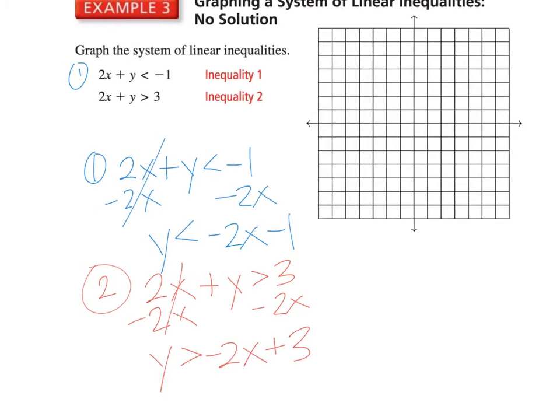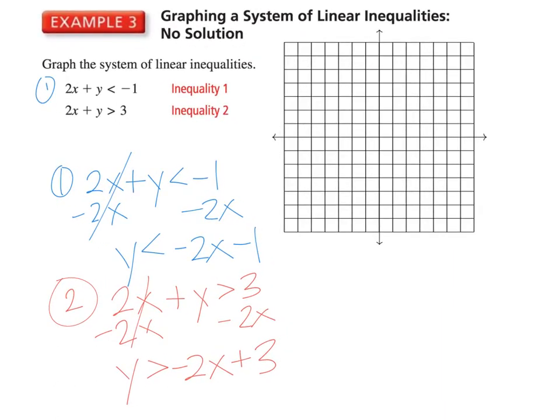All right, so I'm going to graph these now. I have minus 1, we'll go down 1, and then I'm going to go negative 2 over 1 for the slope. Up 2, back 1, up 2, back 1, up 2, back 1. It's less than, so it's just a dashed line. And shading below.